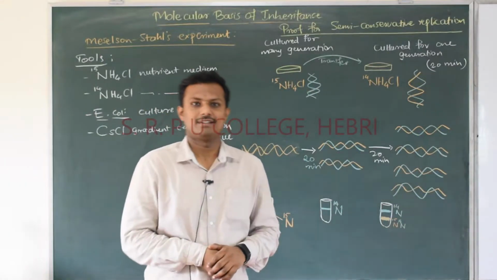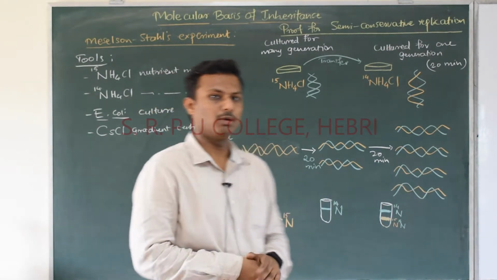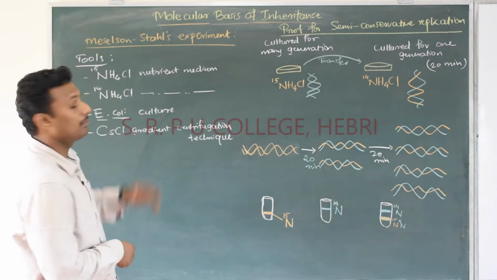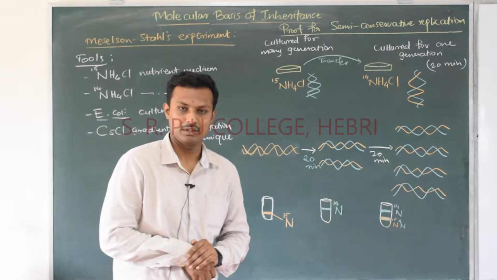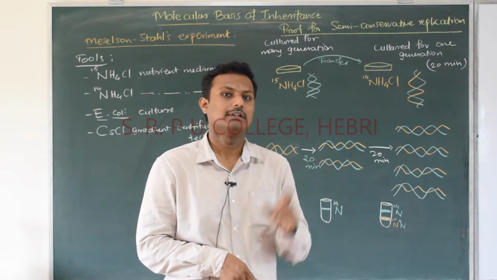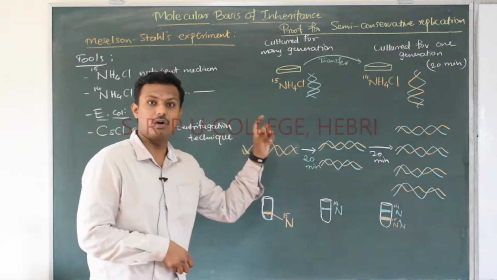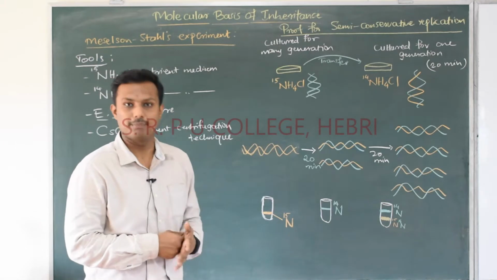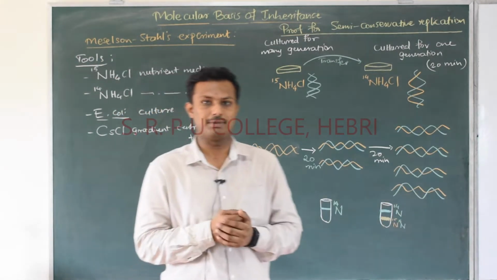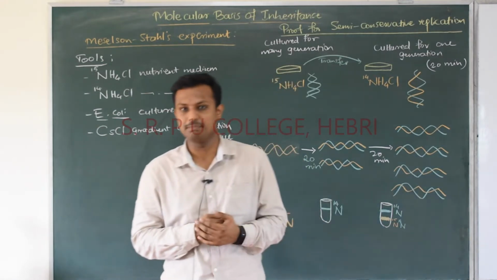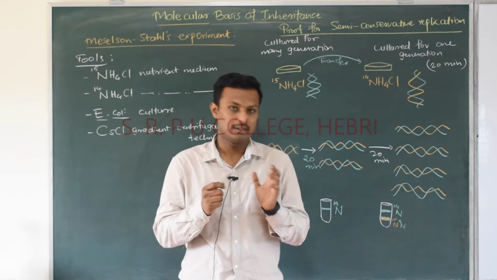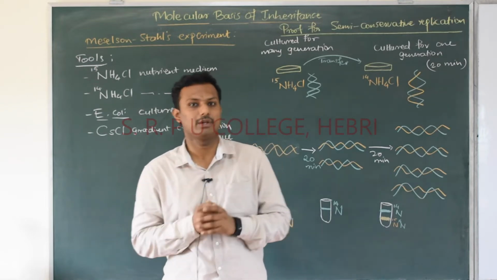Hello students. In our previous session, we were studying the experiment commonly called the Meselson-Stahl experiment. With this experiment, these two scientists tried to prove that replication always occurs in a semi-conservative manner. I have already explained the different modes of replication that were studied before, but the most acceptable theory about replication is the semi-conservative theory.